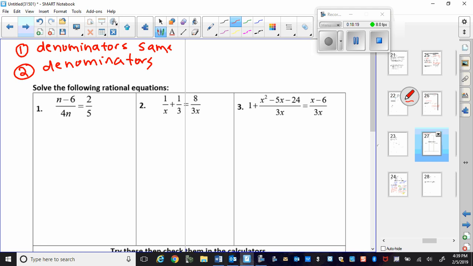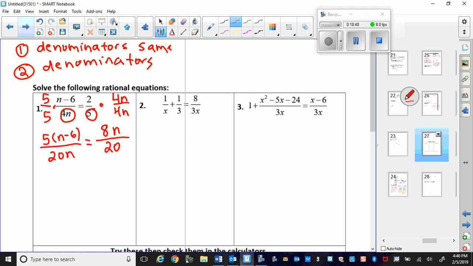So how do I get these numbers to be the same? Well, multiply 5 over 5 over here. Multiply 4n's over 4n's on the right. That's going to give me 5 parentheses n minus 6 over 20n's equals 8n on top over 20n's. When they're the same, denominators go away. That's basically what method 1 does for you. And then you just solve for x.